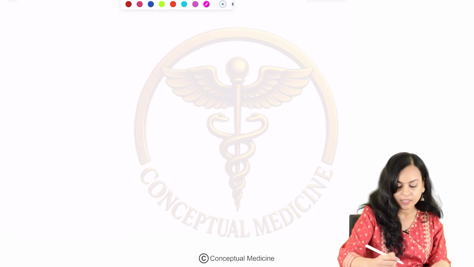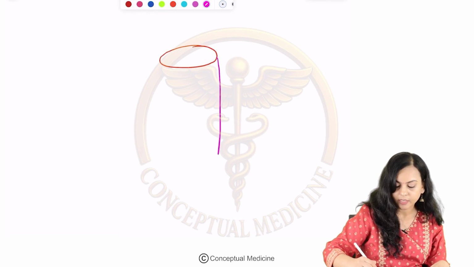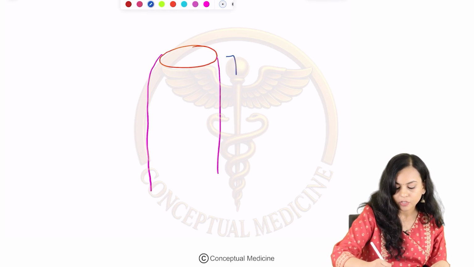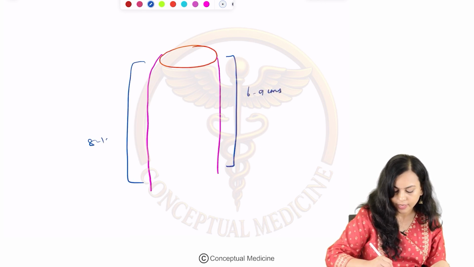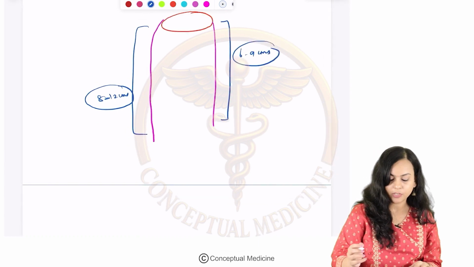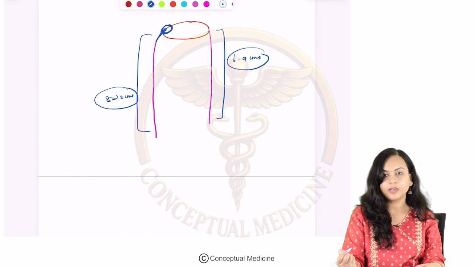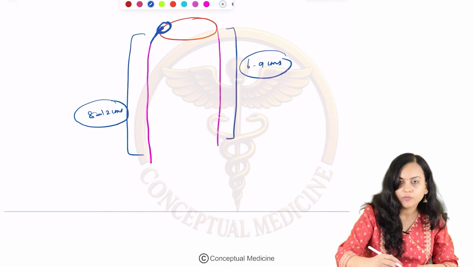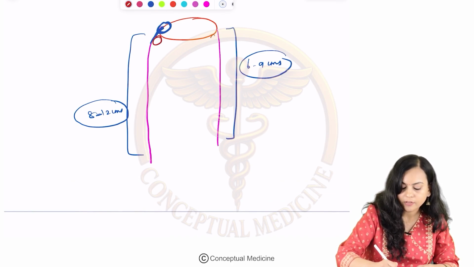Okay, now if we see the structure of the vagina, so let's take this is the cervix, this is the anterior vaginal wall and this is the posterior vaginal wall. So the length of the anterior vaginal wall is around 6 to 9 centimeters and the length of the posterior vaginal wall is around 8 to 12 centimeters. Now you may ask me, ma'am, why this difference between anterior and posterior vaginal walls? It is because the posterior vaginal wall is inserted at a higher level into the cervix than the anterior vaginal wall.